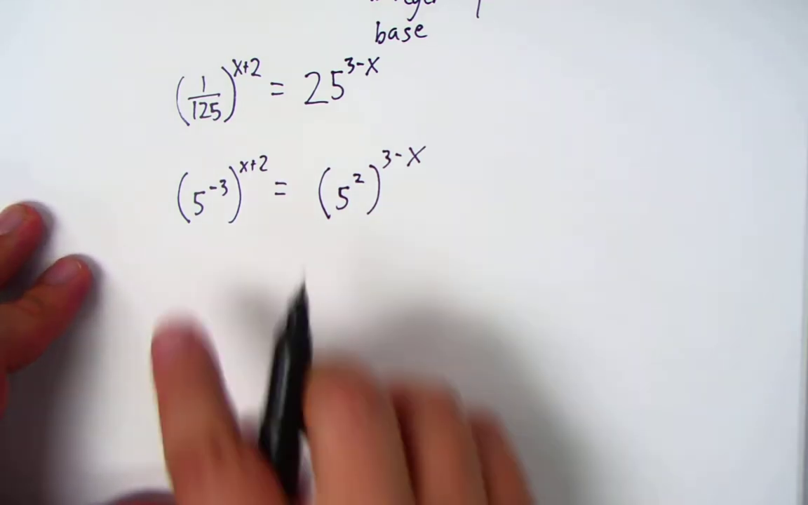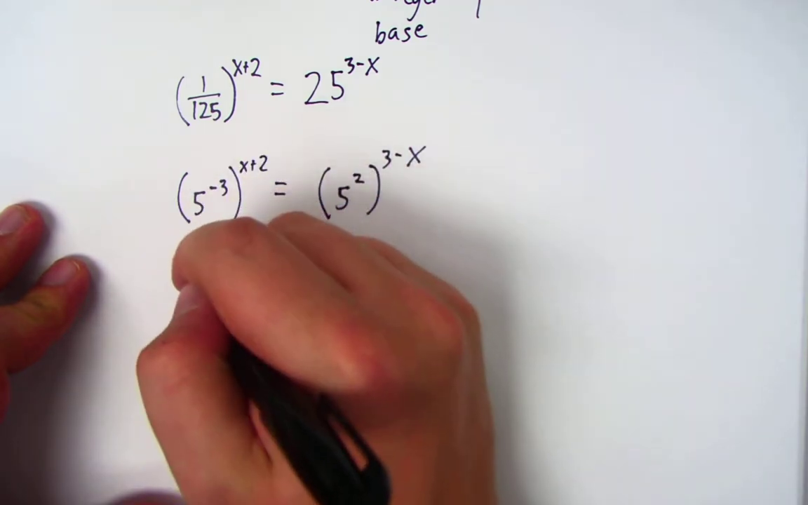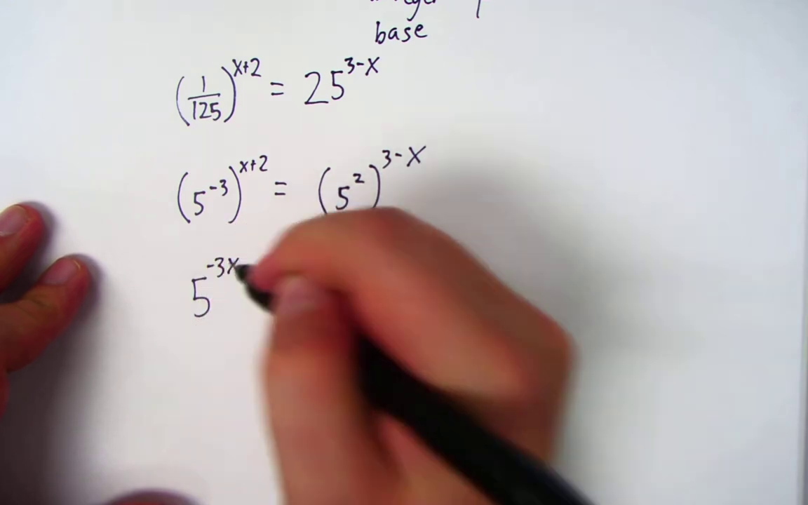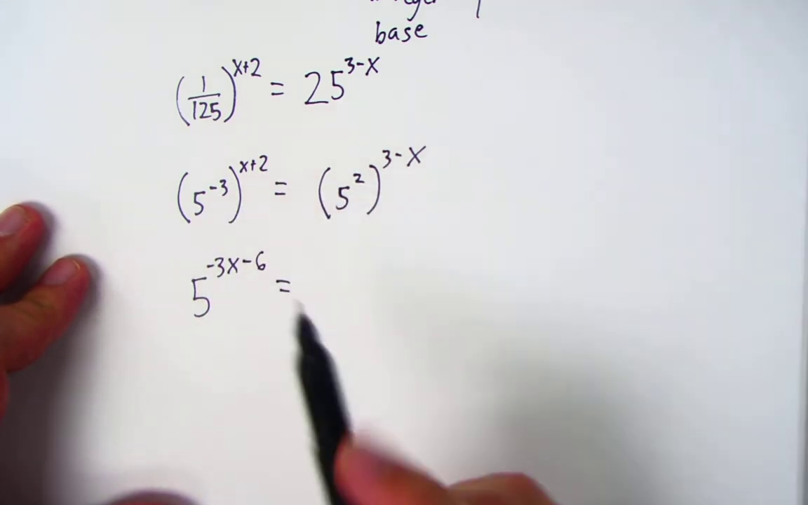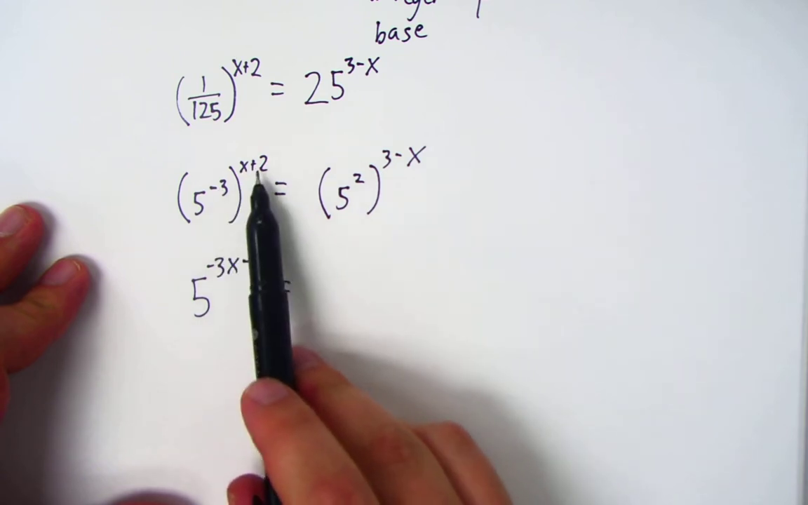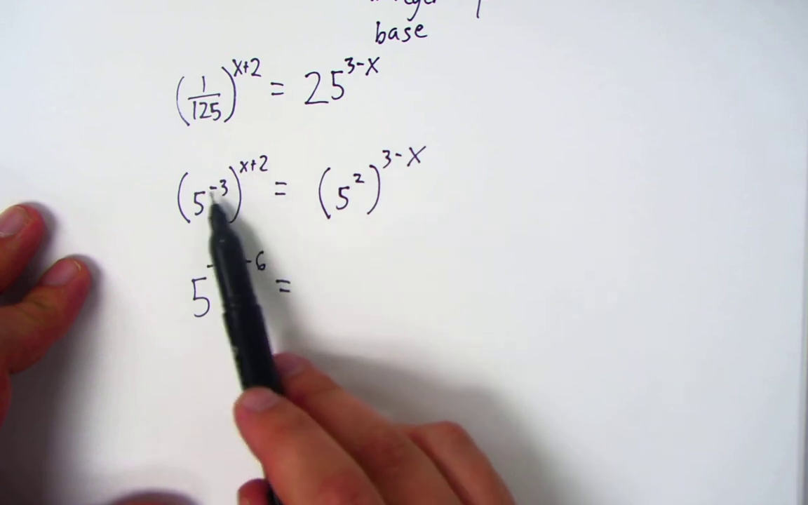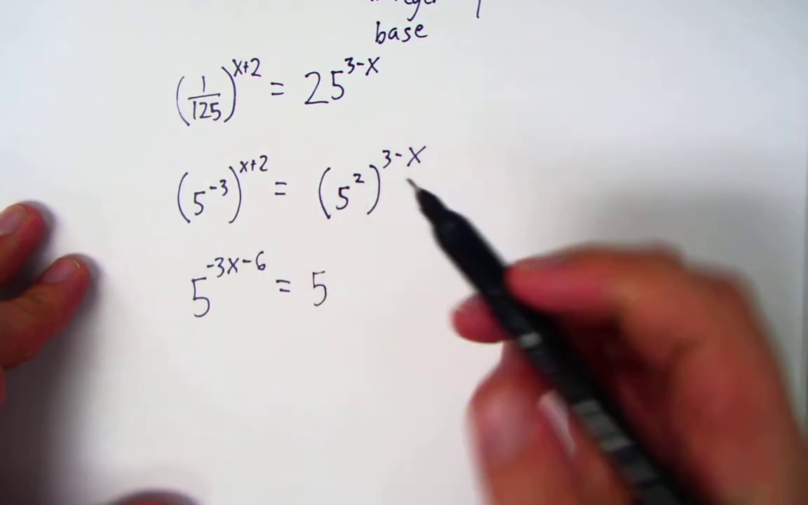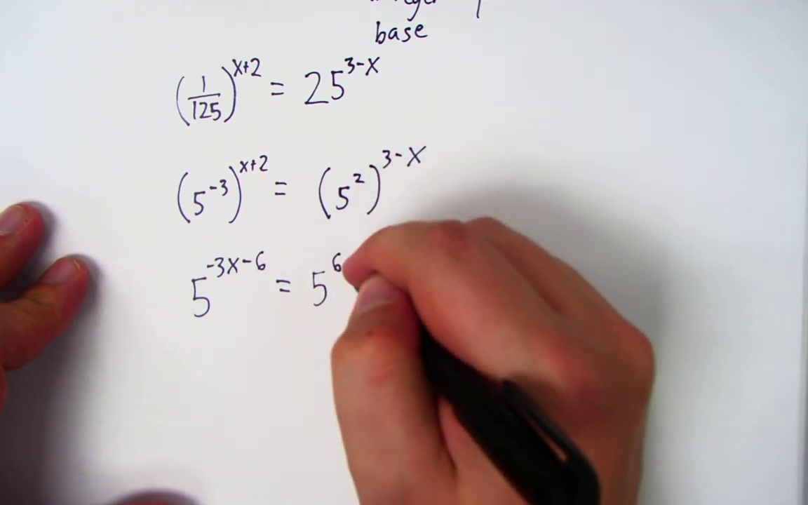And then I multiply exponents, power to a power, and multiply the powers. Makes 5 to the negative 3 times x is negative 3x. Negative 3 times 2 is negative 6. A common mistake would be just to write negative 3x plus 2, or to think that you're supposed to add them, like x minus 1. It's negative 3 times the whole thing. This side becomes 5 to the 2 times 3 is 6. 2 times negative x is negative 2x.